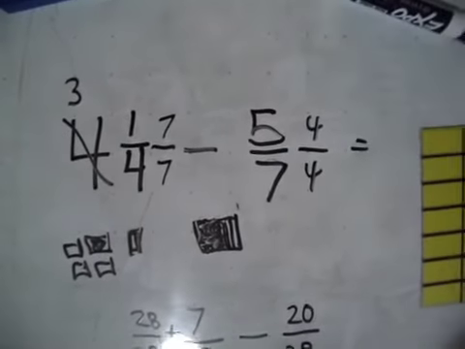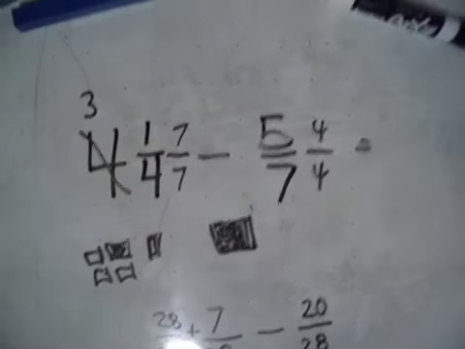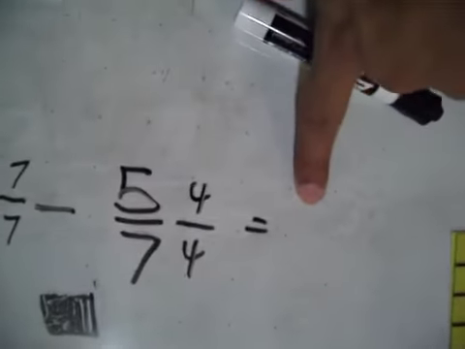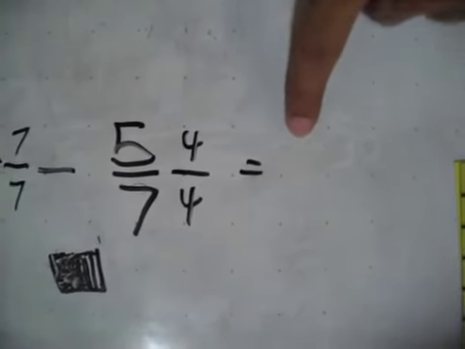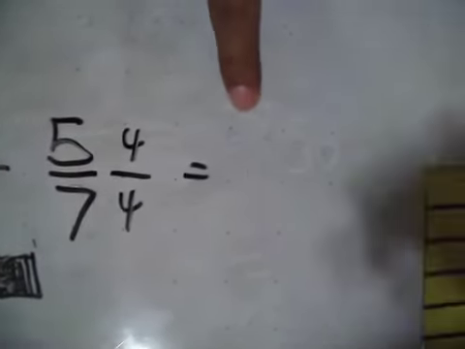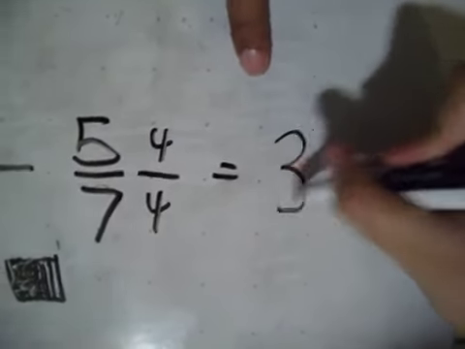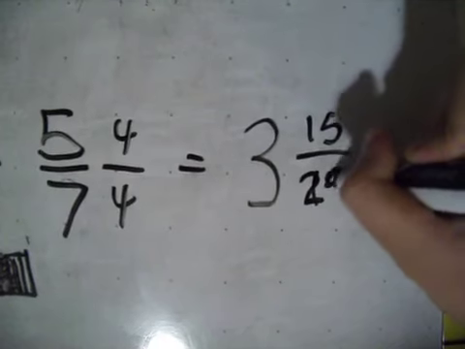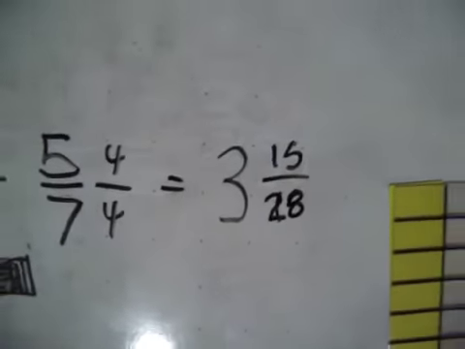Oh, what was the final answer? 4 and 1/4 minus 5/7 is the same thing as what? Here, you read it. 3. There they are. 1, 2, 3. And 15/28. Done. Beautiful.